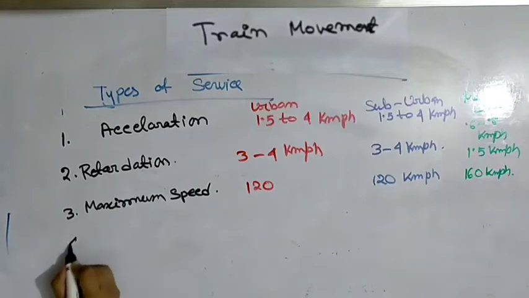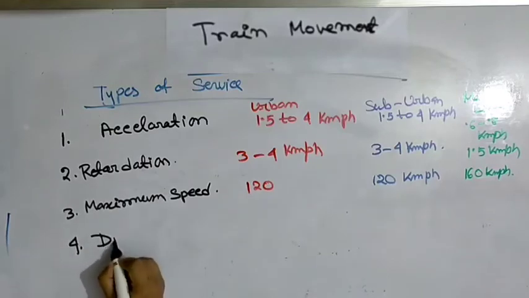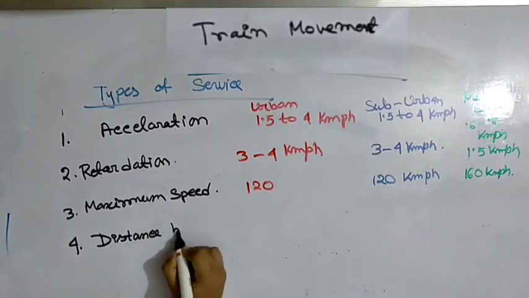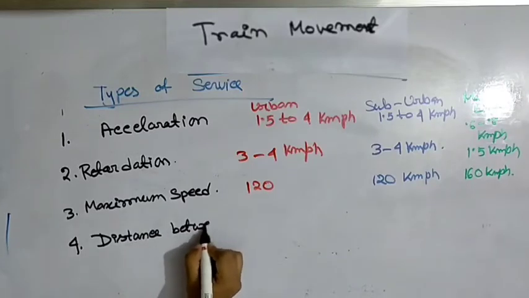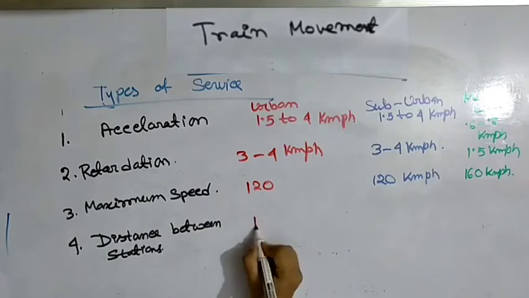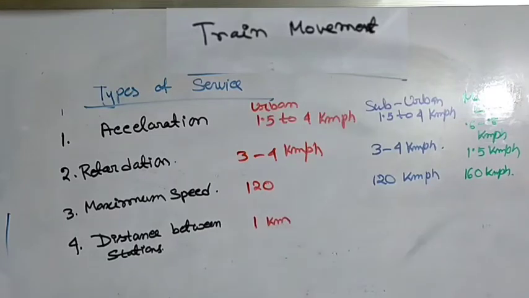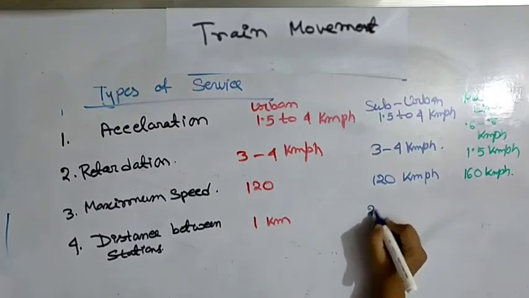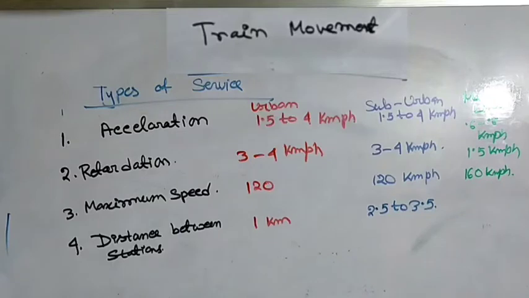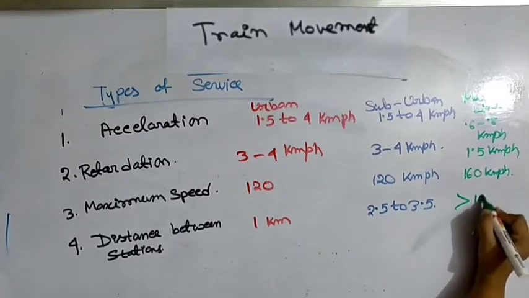Now our next parameter is distance between stations. For urban service, it is 1 kilometer. For suburban service, it is 2.5 to 3.5 kilometer, and for mainline service, it is more than 10 kilometer.